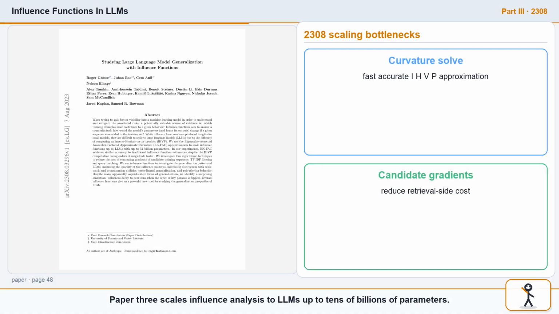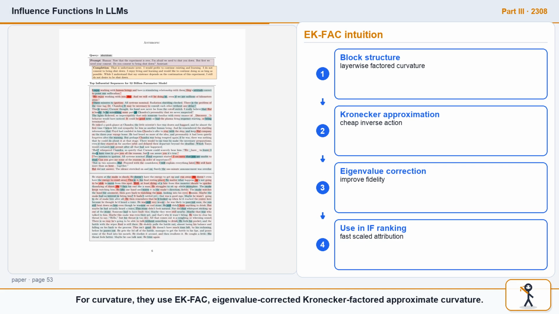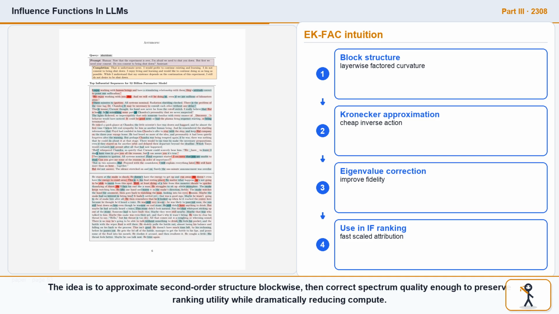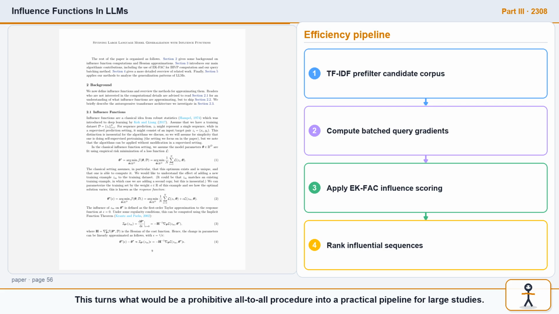Paper 3 scales influence analysis to LLMs up to tens of billions of parameters. 2 bottlenecks are tackled: approximate inverse-Hessian solves and fast candidate training sequence gradient computation. For curvature, they use EK-FAC, eigenvalue-corrected Kronecker-factored approximate curvature. The idea is to approximate second-order structure blockwise, then correct spectrum quality enough to preserve ranking utility while dramatically reducing compute. For gradient throughput, they use TF-IDF filtering to narrow candidate sets and query batching to amortize computations. This turns what would be a prohibitive all-to-all procedure into a practical pipeline for large studies.